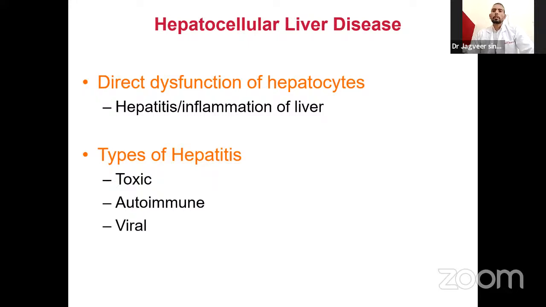Now coming to the hepatocellular liver disease. Whenever there is direct dysfunction of hepatocytes, it will lead to hepatitis, that is called inflammation of the liver. Now, here we discuss the types of hepatitis. Majorly we have three types: toxic, autoimmune, and viral.